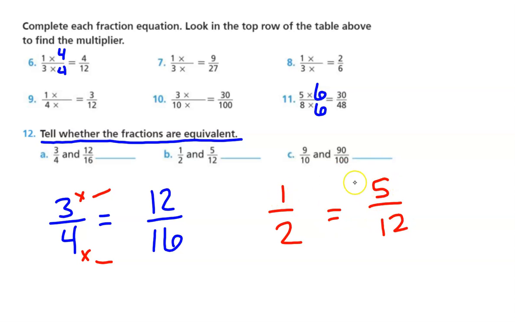But one like on B, 1/2 equals 5/12. How do I get from 1 to 5? Well, I would times that by 5. But how do I get from 2 to 12? I would times that by 6. So because those are not the same, that's not an equivalent fraction.